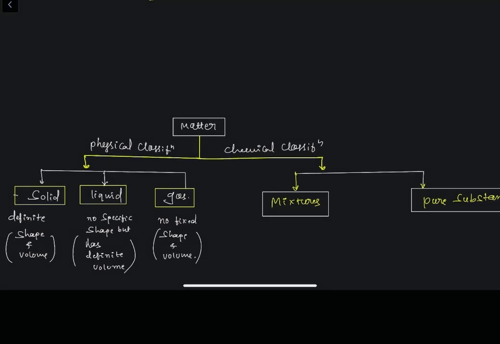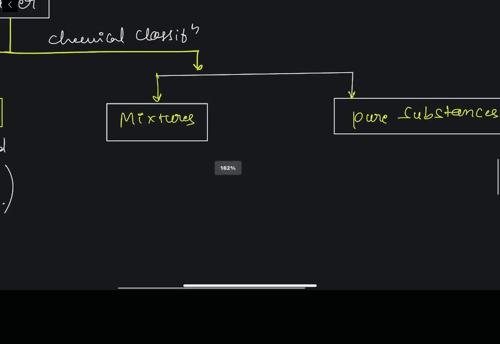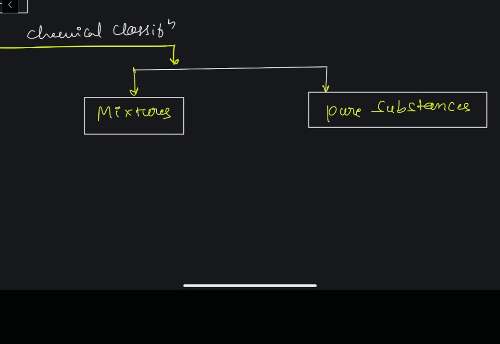So next we'll go for the classification of matter. As we already know, matter is anything which occupies some space and has some mass. When it comes to classification, matter is classified based on two types. One is physical classification based on the physical nature, that is solid, liquid, gas, which we already discussed. Based on the chemical nature, matter is classified as mixtures and pure substances. Mixtures are made up of two or more substances, which are components, and possess variable composition.